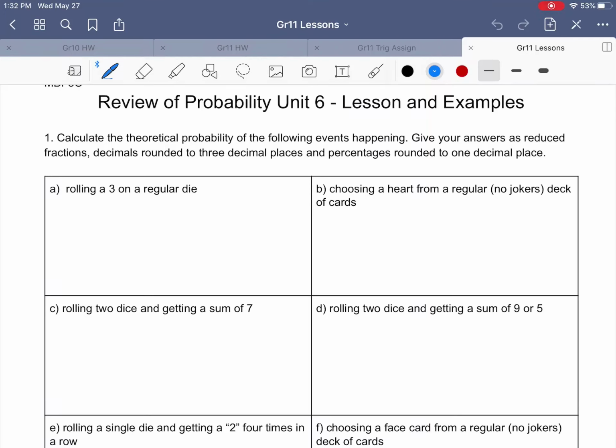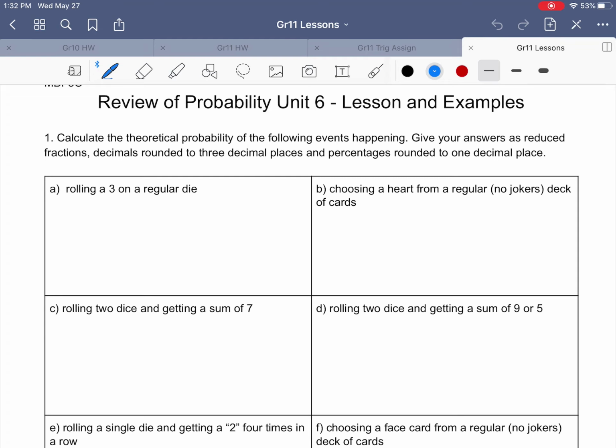Today we're going to review our Unit 6, which was on probability. Before you watch this video, please make sure that you've gone over the notes that I've included on the Google Classroom for this unit. This will give you information about dice and cards and some definitions.